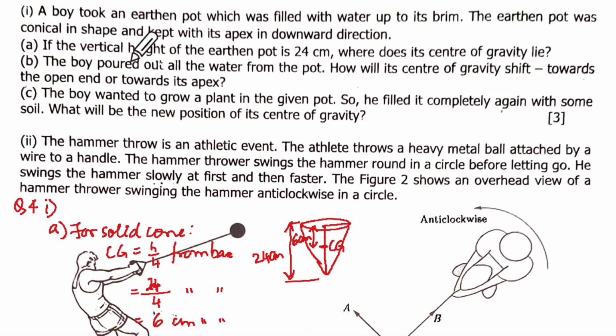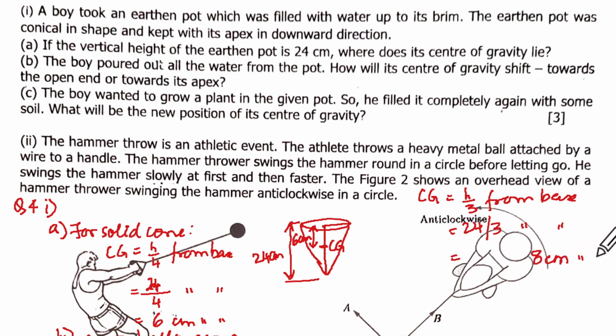Now the boy pours out all the water from the pot. How will the center of gravity shift, towards the open end or towards the apex? So below this we will write B, and what you will write is for hollow cone. For the hollow cone, we will say CG will be equal to h upon 3 from the base. So that will be equal to 24 upon 3, which is equal to 8 centimeter from the base.